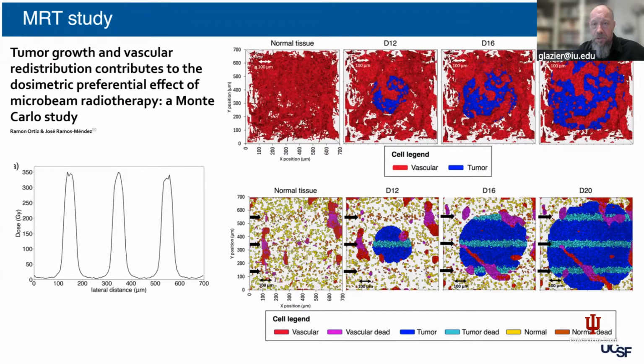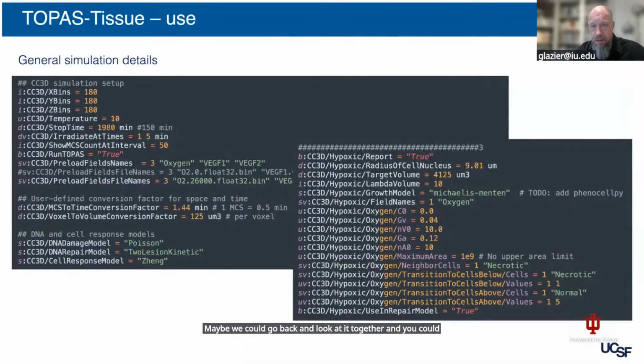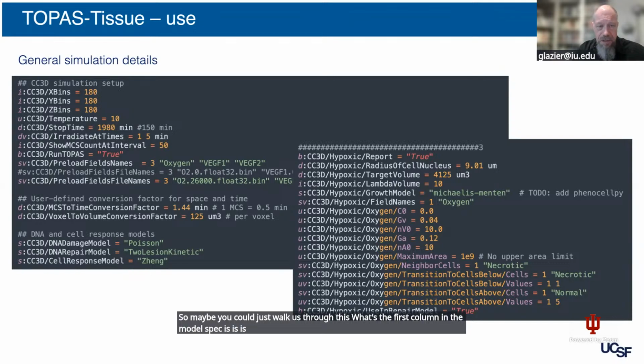Michael, did you have a question about the model specification language? Maybe we could go back and look at it together, and you could ask a question or two about that. So maybe you could just walk us through this. What's the first column in the model spec? Why don't you walk us through the spec?